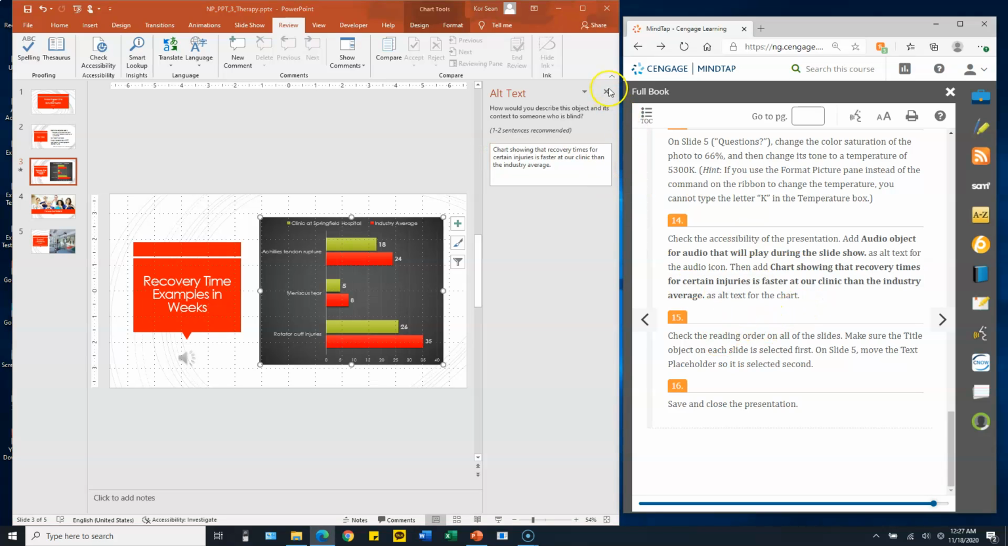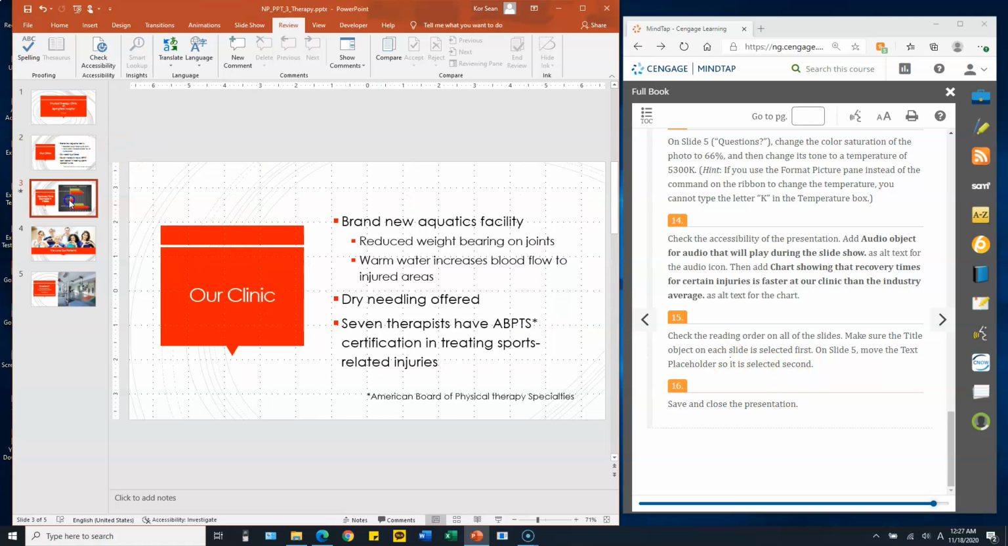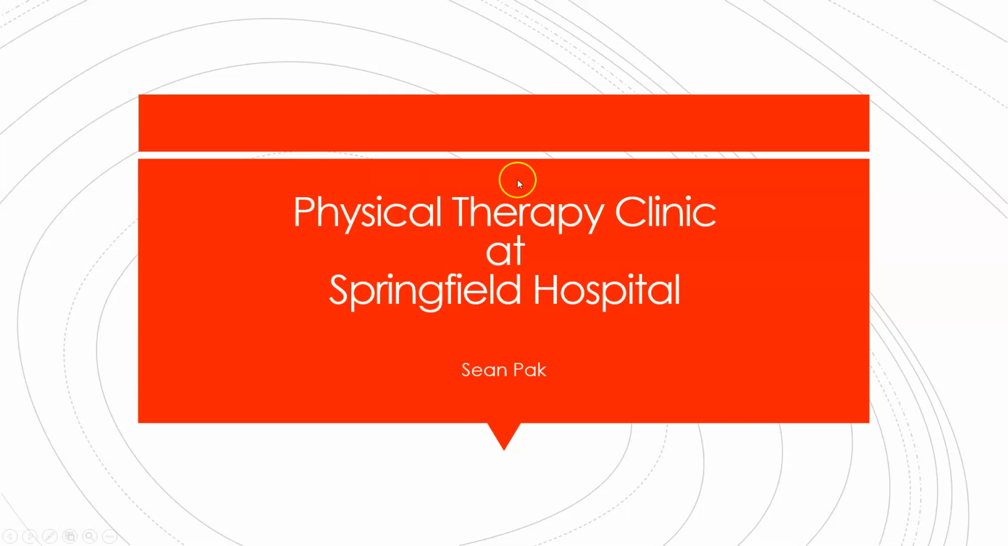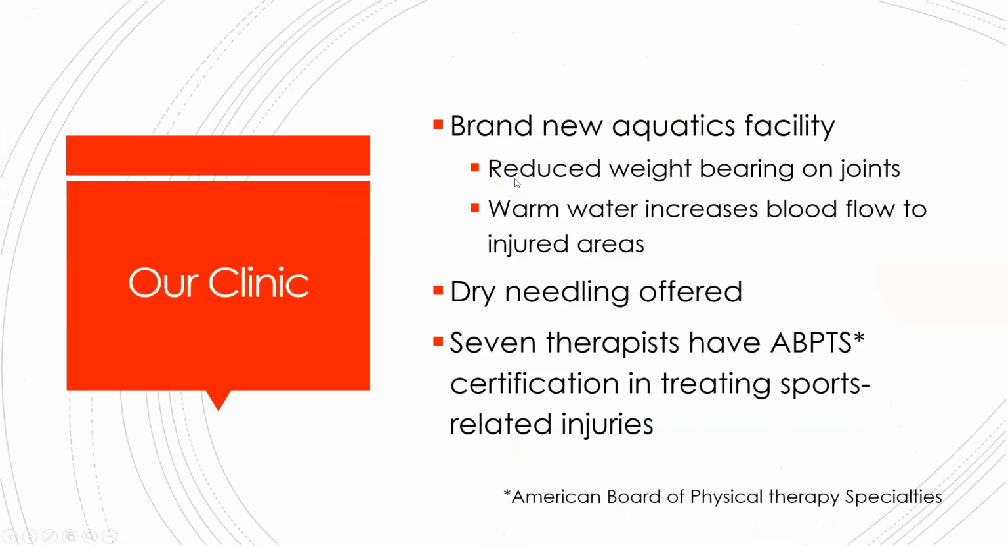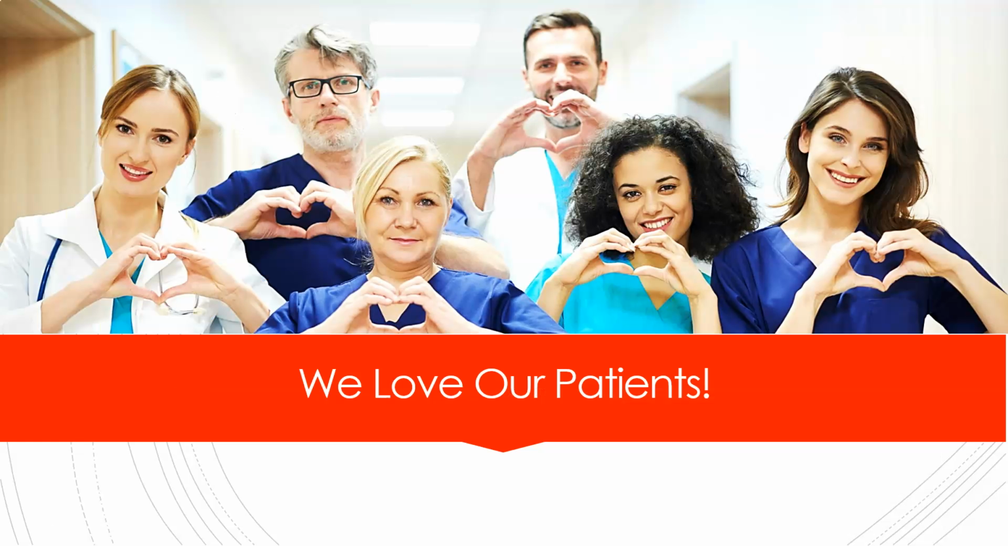Okay, check the reading order on all the slides and then make sure, okay, move the text placeholder so it is selected second. So this is okay. There are 5 slides and they're all fine. So press F5, then make sure it works. The average recovery time of patients at the peak. Okay.